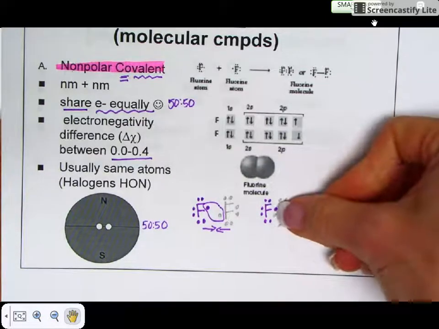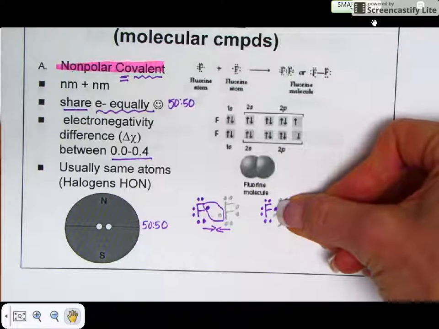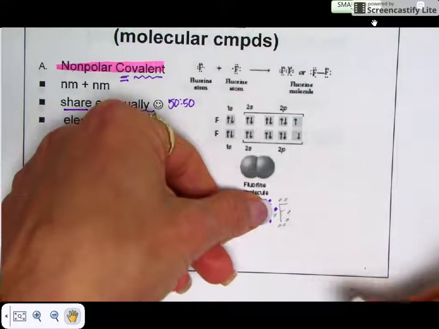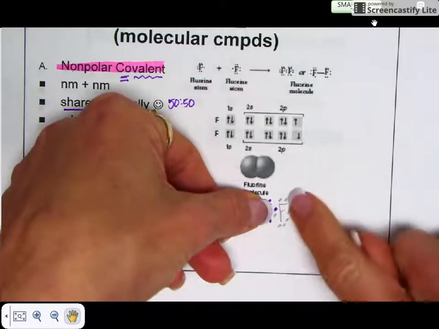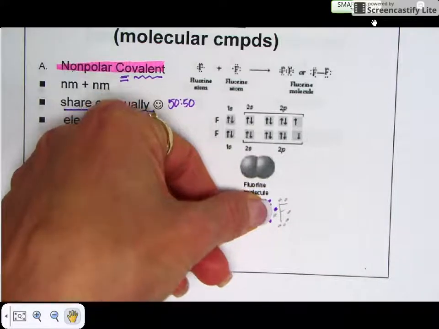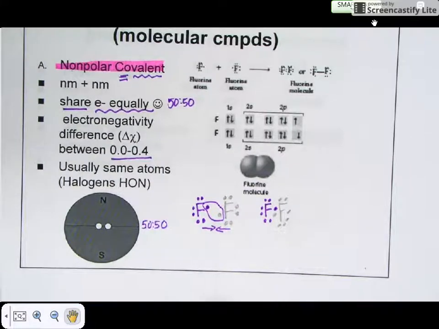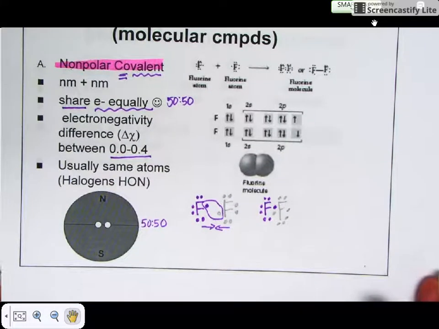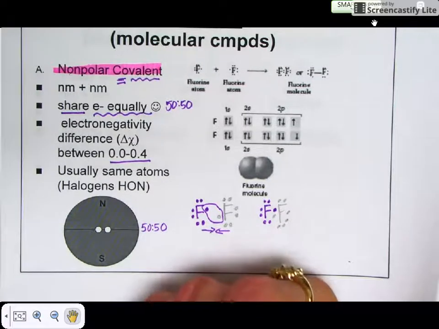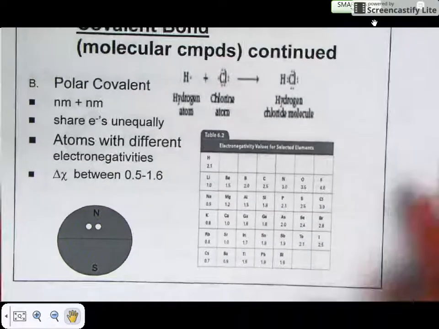So if you were to cover up the fluorine on the right, you see that the purple fluorine has 8 valence electrons now, which makes it quite happy. And then if you cover up the purple fluorine, you see that the fluorine on the right also has 8. They're sharing evenly, 50-50. One doesn't show ownership of the electrons more than the other. So that's nonpolar covalent. They're sharing their electrons evenly.